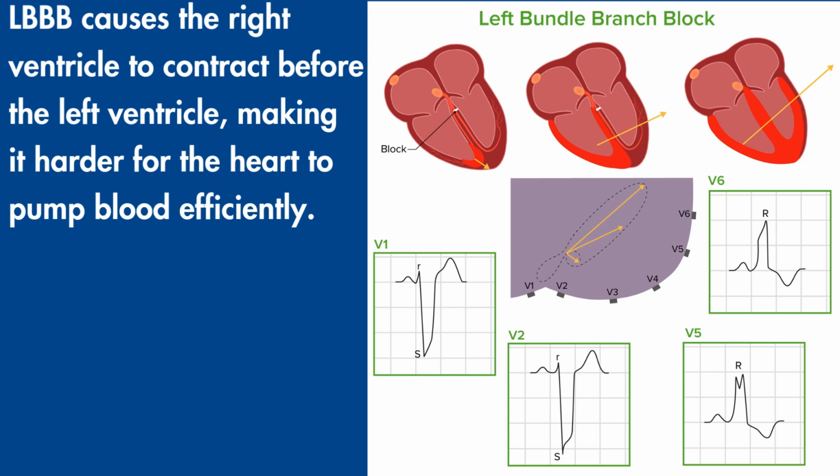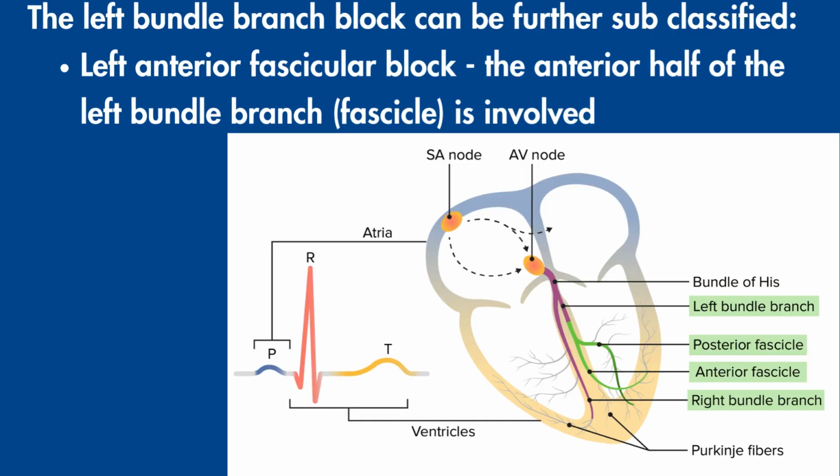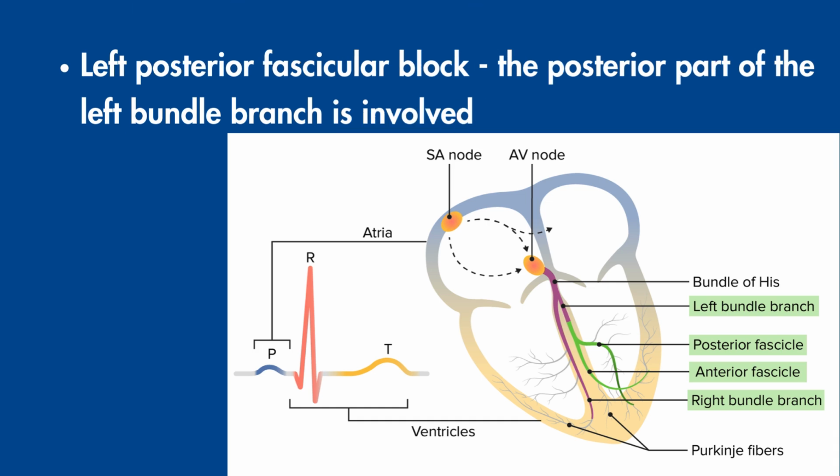The left bundle branch block can be further subclassified into left anterior fascicular block. In this case, only the anterior half of the left bundle branch, the fascicle, is involved. Left posterior fascicular block, only the posterior part of the left bundle branch is involved.